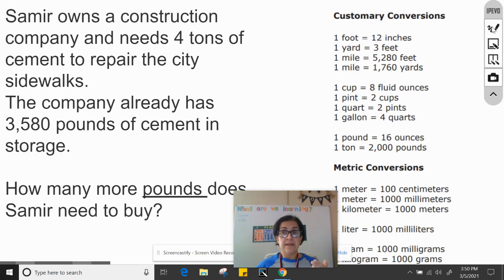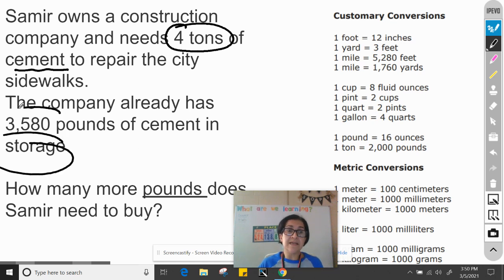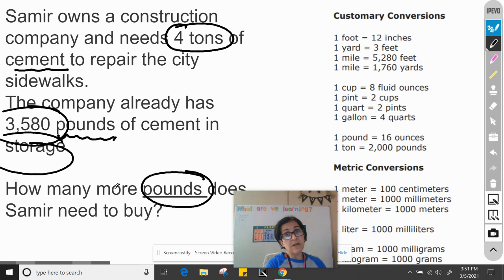So they give it to you that he needs to go to the store and buy 4 tons of cement. So someone came with a paper and said, hey, for you to be able to fix all the sidewalks in the city, you need 4 tons of cement. He said, okay. He looked at the paper. He said, let me see if I already have some cement in my storage. Well, he realized he already had some, except that that amount is written in pounds. And my question wants the answer in pounds.